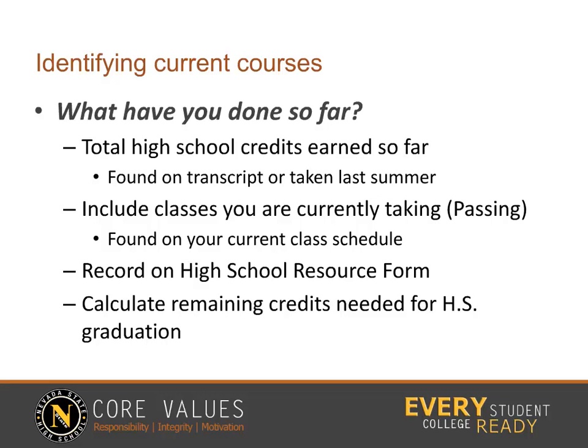Next, do some simple math and calculate how many credits you still need in each category. For example, if you have 2 English credits, you subtract that from the 4 you need to graduate from high school. You still need 2 credits of English. If you have 2 years of science, you subtract that from the 3 you need to graduate and learn that you still need 1 science credit.